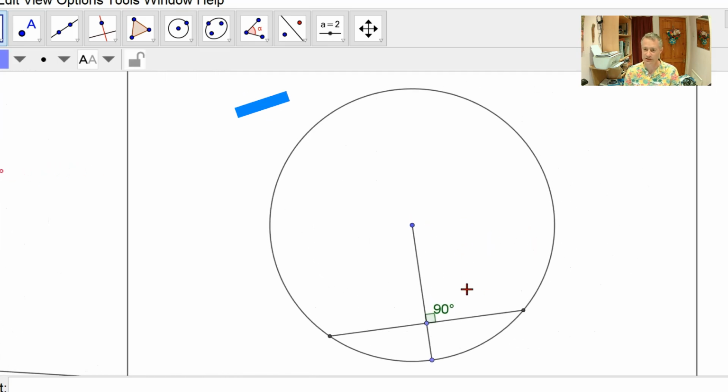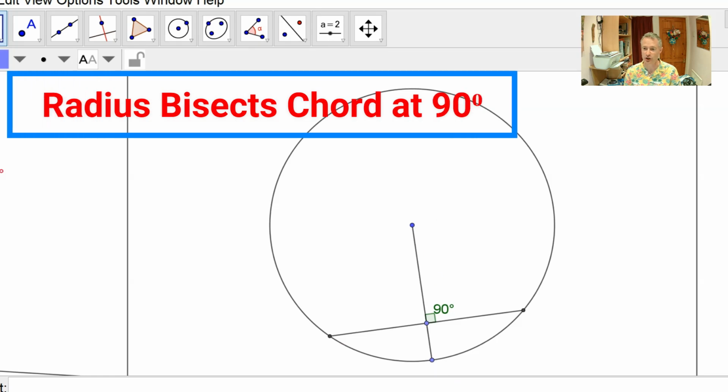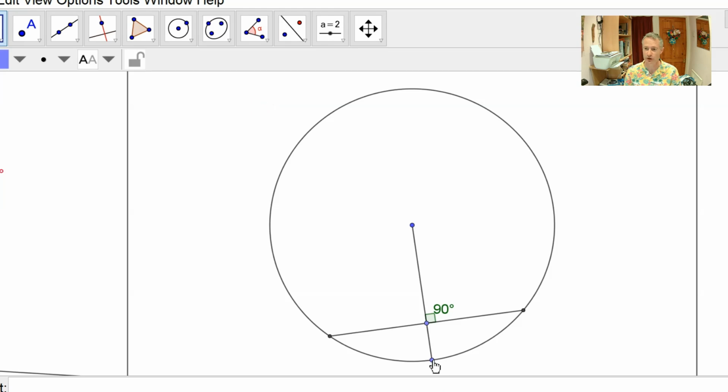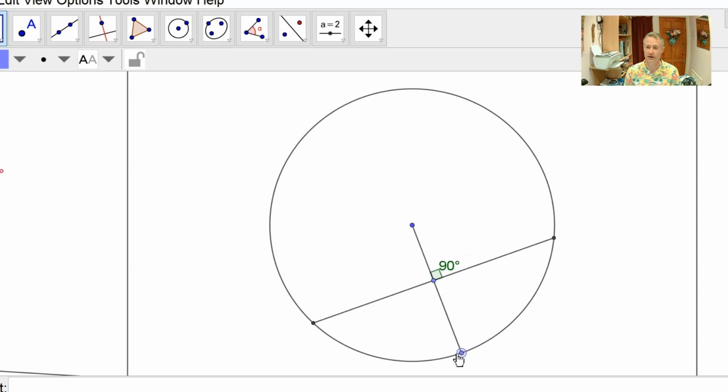It says that radius bisects a chord at 90 degrees. So here again we have a radius. Let's just move it around, see that it's still always the same. And if it's cutting this chord here into two equal bits, if it's bisecting this chord, then the rule says it has to do so at 90 degrees. So I can move these around. This angle here is always going to be 90 degrees.